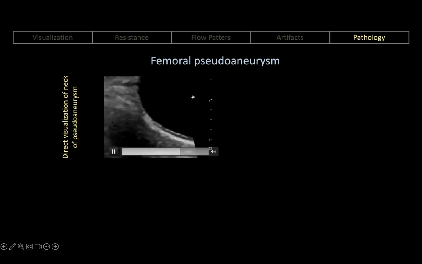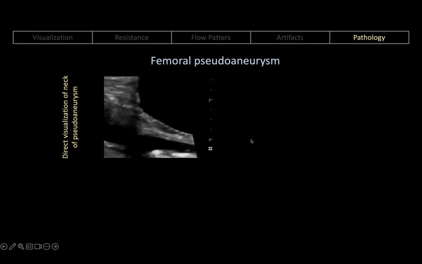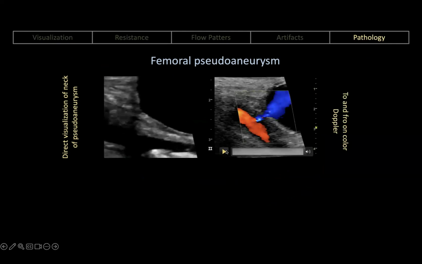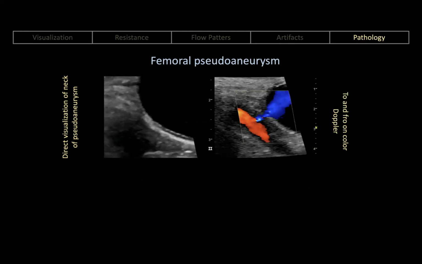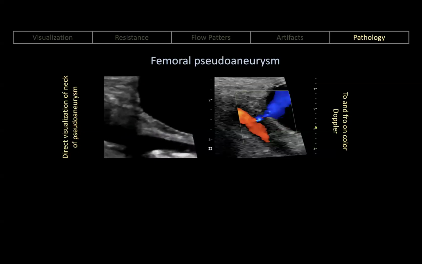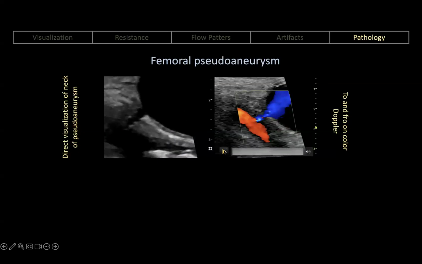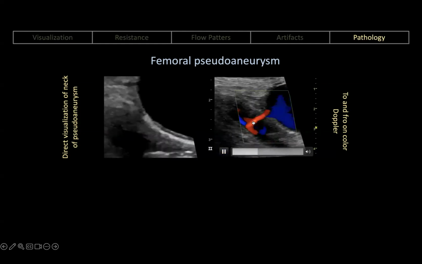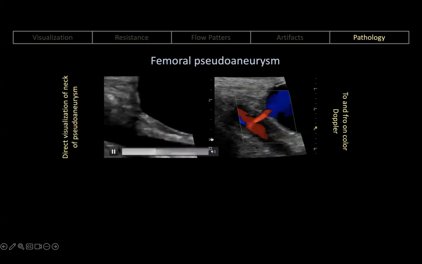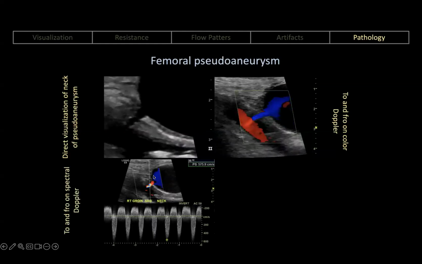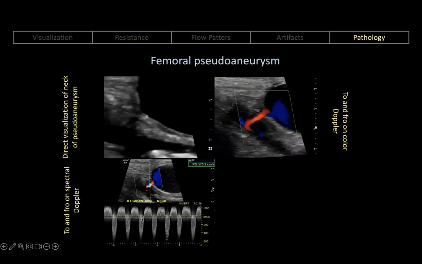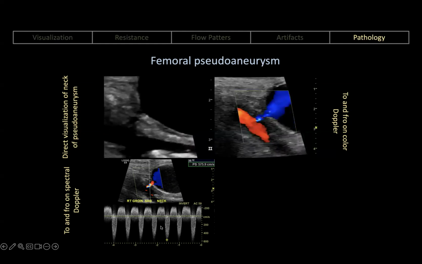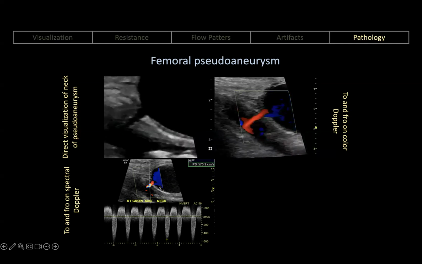Here's the femoral artery, and then this is the pseudoaneurysm that you can partially visualize. And so what ends up happening is during systole, there's going to be arterial flow entering into the pseudoaneurysm, and during diastole, it's going to go back out. And so what you're going to see is this alternating red and blue, indicating blood going into and out of the pseudoaneurysm sac. And when we looked at that on spectral Doppler image, here again we see this flow going into and out of the aneurysm sac when you put it right on the neck.